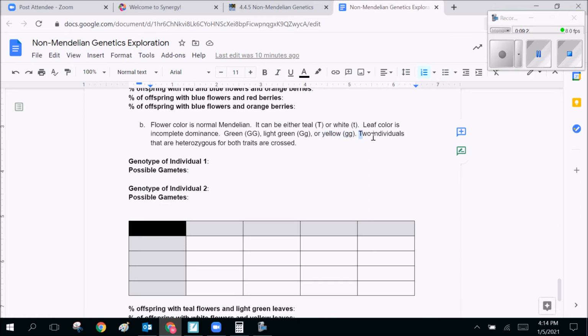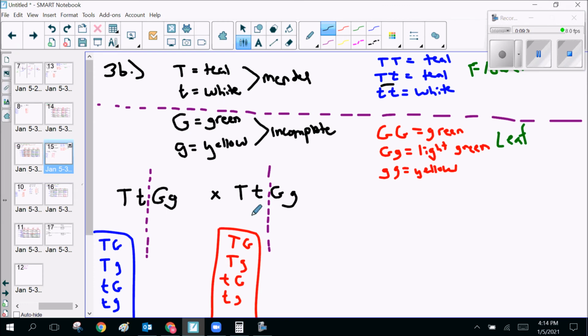So it says 2 individuals that are heterozygous for both traits are crossed. Now, it says that both individuals have the same genotype because it says 2 individuals that are both heterozygous for both traits, okay? So to be heterozygous, again, means that you get a big letter and a little letter. So if you got a big letter and a little letter for flower color, you would have teal, and you would have big T, little t. And if you were heterozygous for leaf color, you would have capital G, lowercase g, and you would be light green. So both of them have teal flowers and light green leaves.